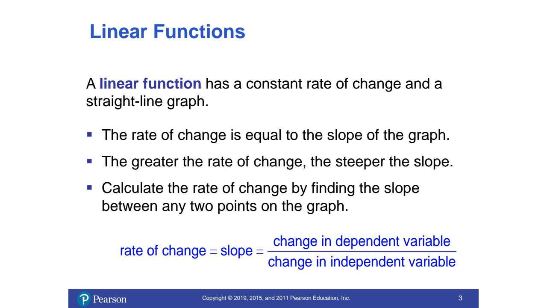The greater the rate of change, the steeper the slope. And you calculate the rate of change by finding the slope between any 2 points on a graph. So the rate of change is the slope, which is the change in the dependent variable over the change in the independent variable.